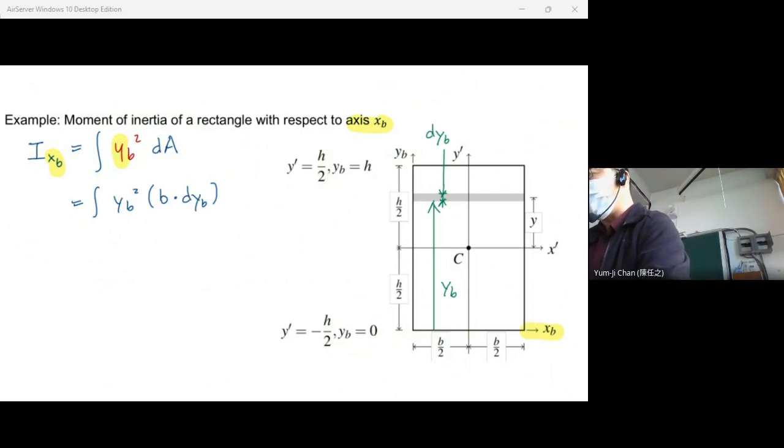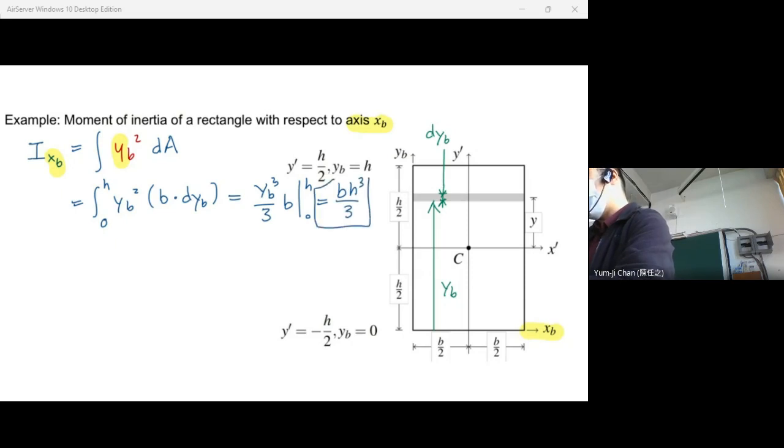the integral from 0 to h, which is equal to, can you work it out? So yb cubed over 3 times b, from 0 to h, which leads to bh cubed over 3. Easy, right?